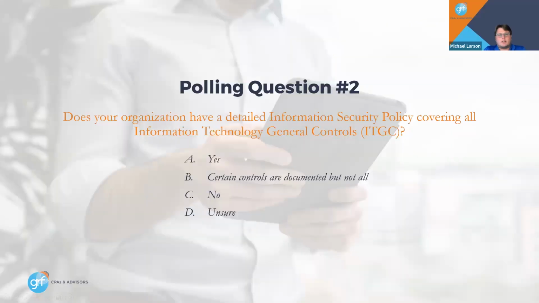All right, so here's our second polling question. Does your organization have a detailed information security policy covering all information technology general controls? A for yes, B for certain controls are documented but not all, C for no, and D for unsure. Please take a moment to now answer.